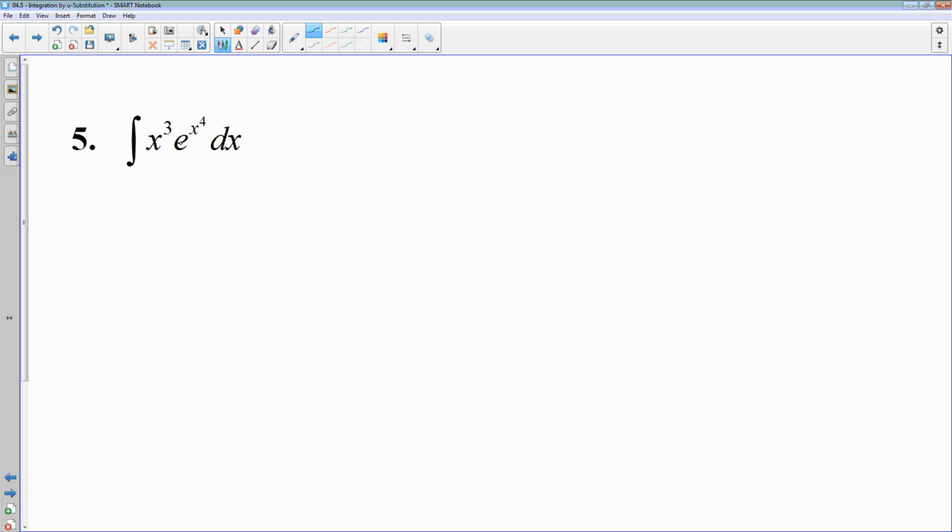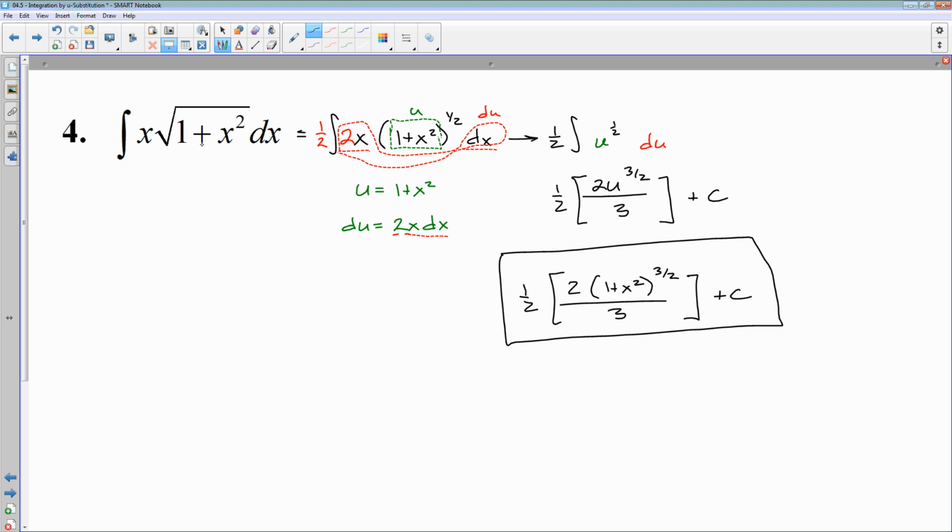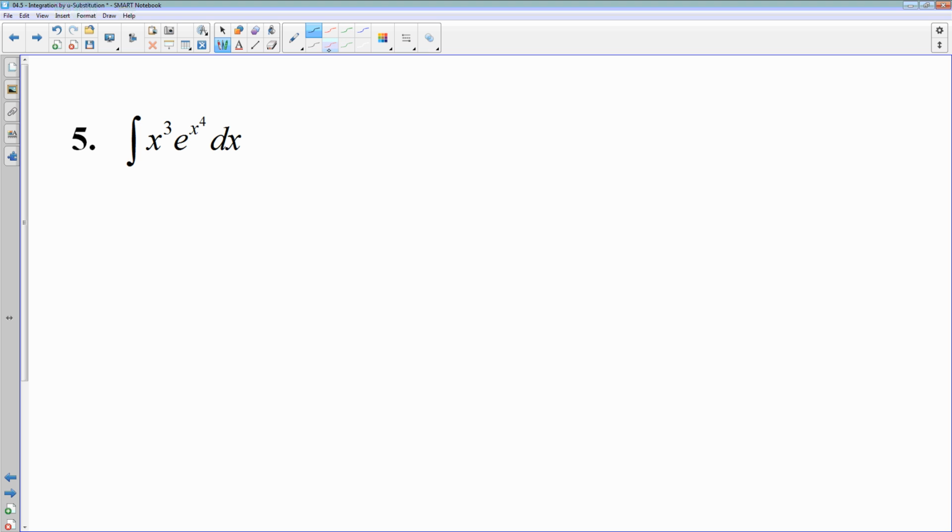We'll see. I have x cubed e to the x to the fourth. And again, y'all don't like this. For some reason, you don't like e. I've never quite figured that out, but you don't like e's. And this is another time where the inside is not painfully obvious. On number 4, I think the inside is obvious. You're inside the square root. That's pretty easy to see. This one, not so much.